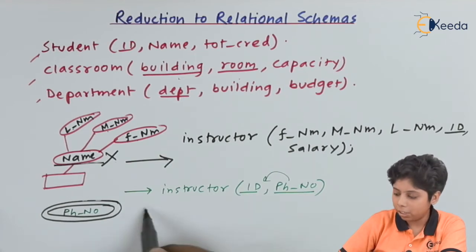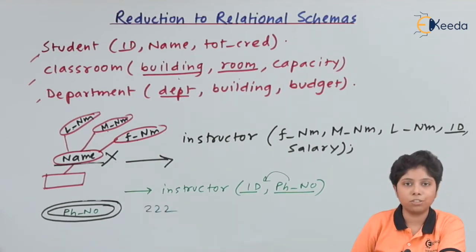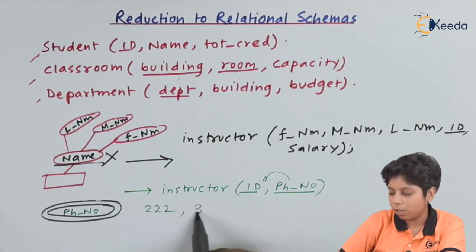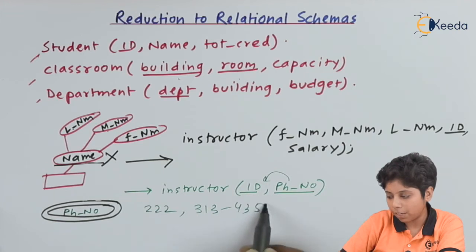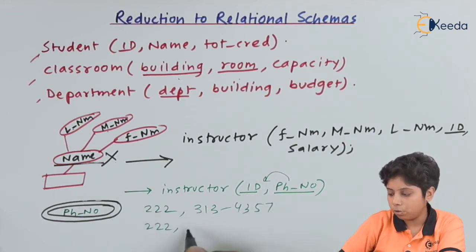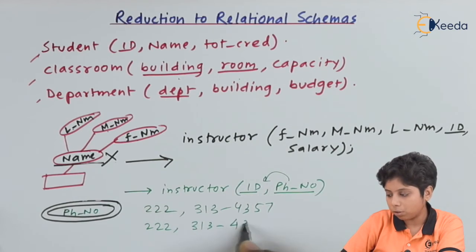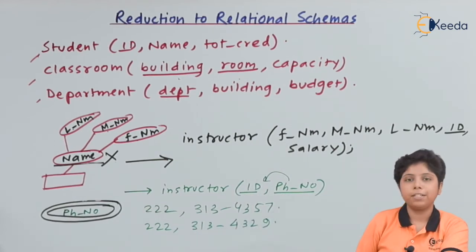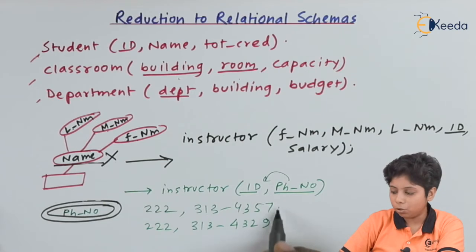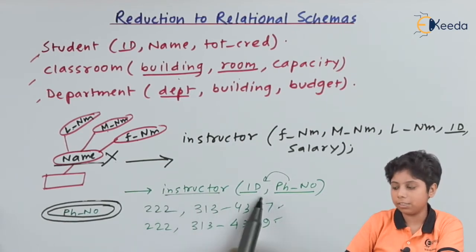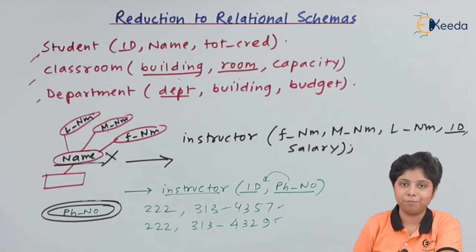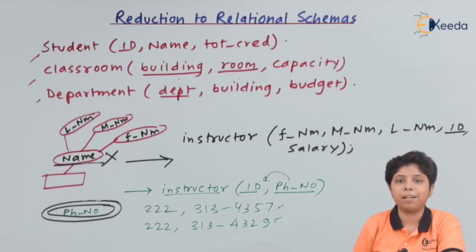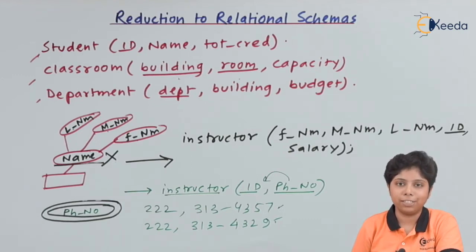Now if the ID is 222 and he has two phone numbers, there will be two primary keys: 222 313 4357, as well as 222 313 4329. So we can say that there are two phone numbers for the instructor's ID and phone number relation. Now sometimes it is also not possible to make a multi-valued attribute a part of the primary key. So how do we deal with this?